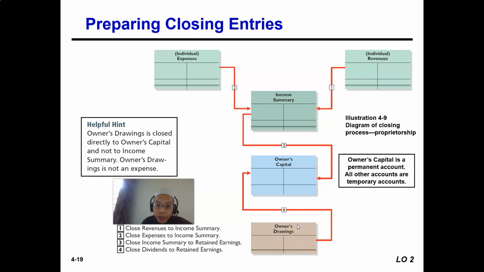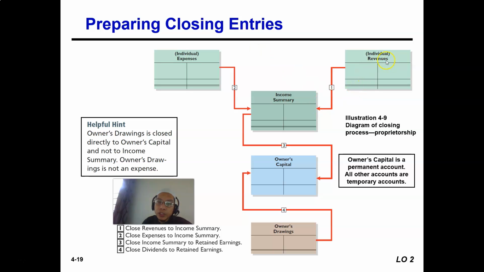The owner's drawing account is a debit balance account, so to close a debit balance account, we need to credit that account. So we credit the owner's drawing account, and we transfer that balance by debiting the owner's capital. The effect of debiting the owner's capital is that it reduces the owner's capital, because when the owner makes drawings, it reduces the amount that the company owes the owner, because the owner has taken something from the company. So these are the steps in preparing closing entries.